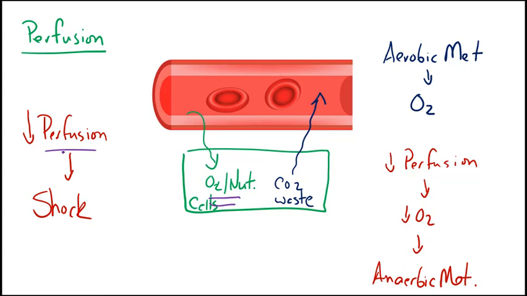The perfusion delivers stuff the cells need and removes the stuff they don't need. If perfusion gets too low, the cells can temporarily swap over to anaerobic metabolism to buy some time. However, if the problem isn't fixed pretty soon, bad stuff happens, and we call this shock.